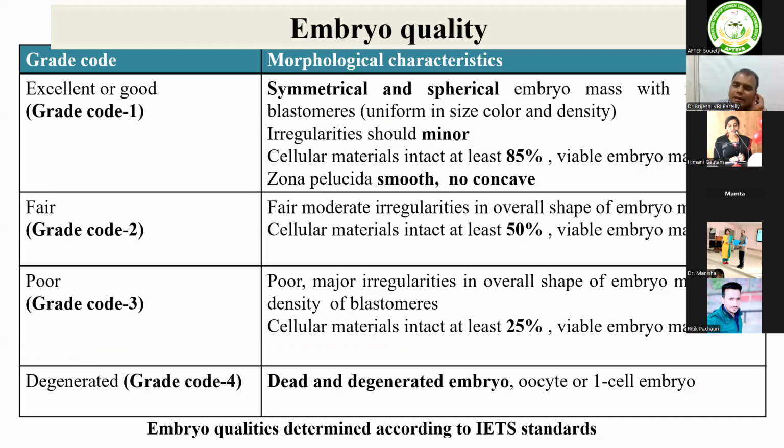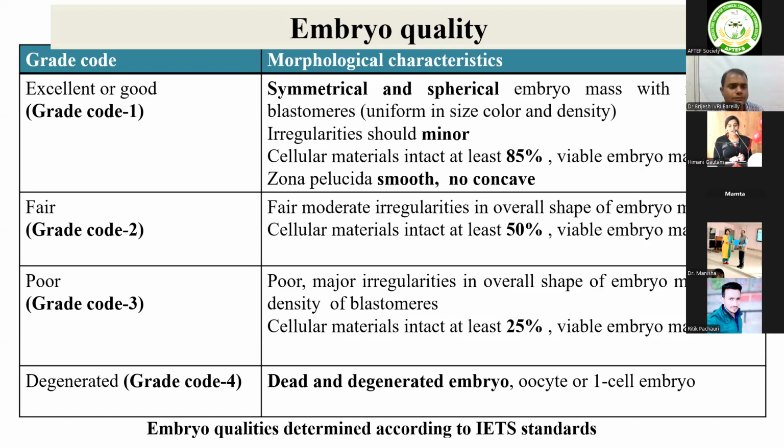If there is symmetry of zona pellucida, and spherical embryo mass with individual blastomeres uniform in size, in color, and density, irregularity should be minor. Cellular material at least intact, 85% viable embryo mass, zona pellucida is smooth, no concavity. Fair, moderate irregularity in overall shape of the embryo for grade 2, and this grade 3 embryo are poor, major irregularity in overall shape and embryo mass, color, density, and blastomeres.